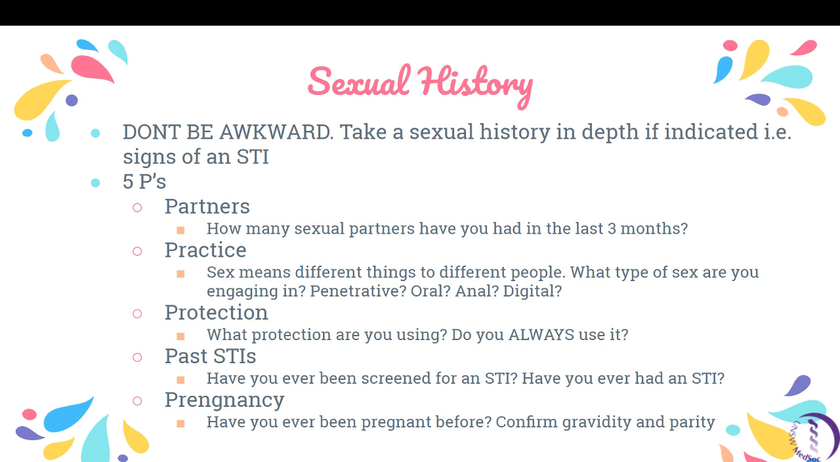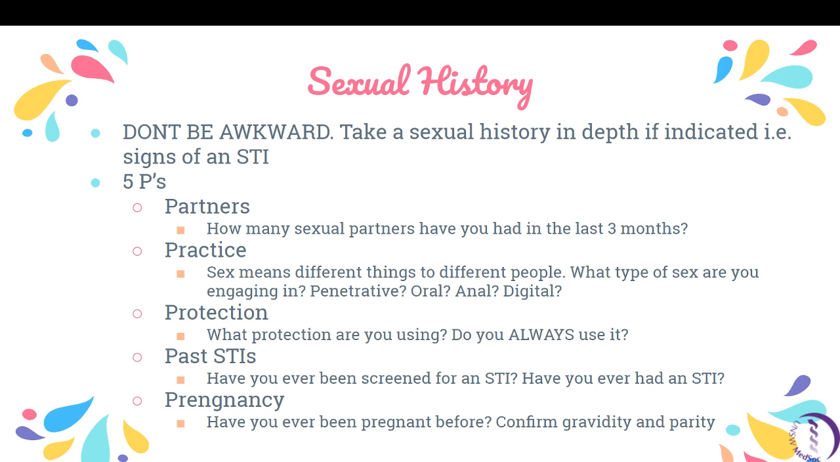And just because they say, oh yeah, I have a boyfriend, doesn't mean that they might not have any other sexual partners. Because I had an ICE station where the patient had a boyfriend, and I just assumed that was her only sexual partner, but she caught an STI from someone that she went on holidays with, that sort of thing. Okay, so just asking how many sexual partners they've had in the last 3 months.